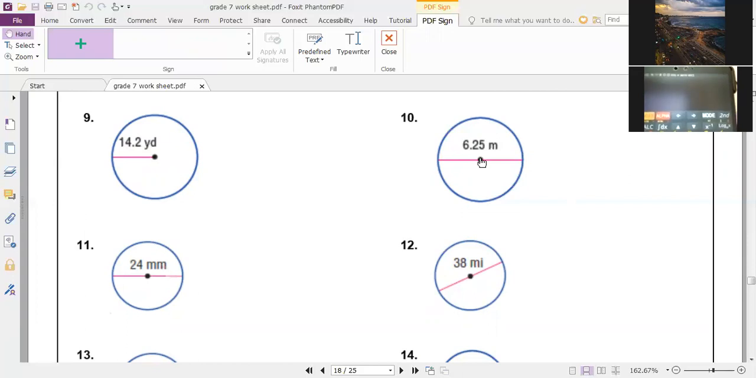The first one is the longest line segment in the circle, or the chord passing through the center. So you have here the diameter equal to 6.25. We will multiply 6.25 by 3.14, my friend. If you multiply the both together, the result here is equal to 19.625.